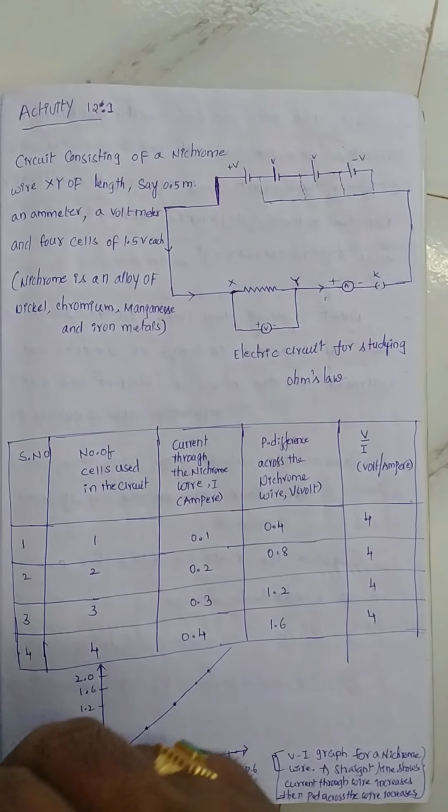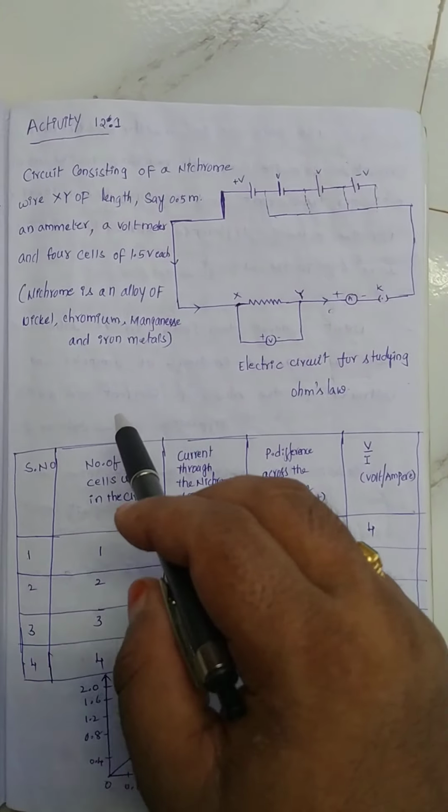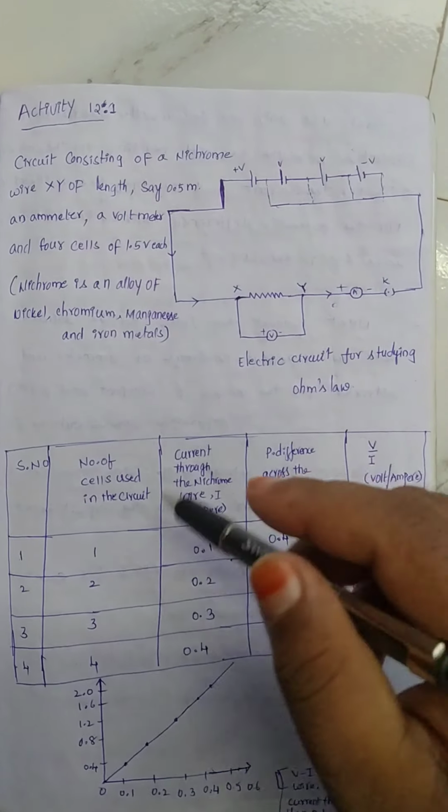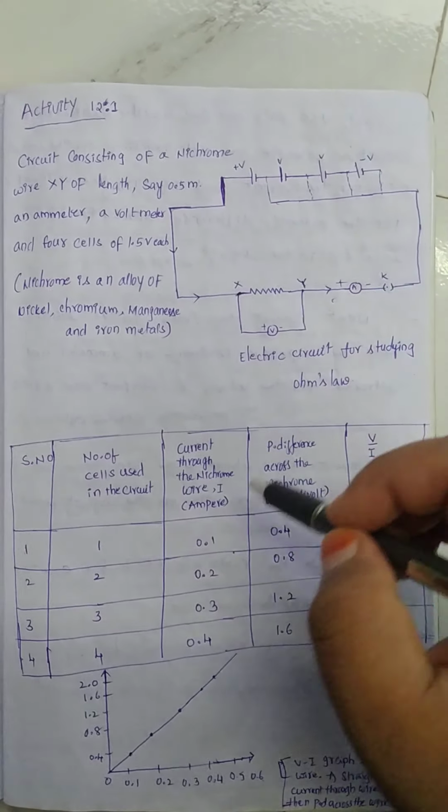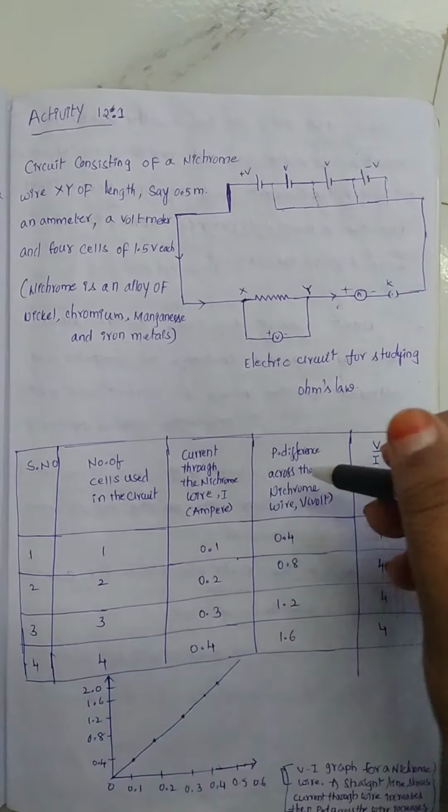For example, for the number of cells, you can remove 3 cells and use one cell. For that cell the potential difference is 0.4 volt. That time the ammeter shows the reading 0.1. Then V by I is 0.4 by 0.1, which is nothing but 4, right?